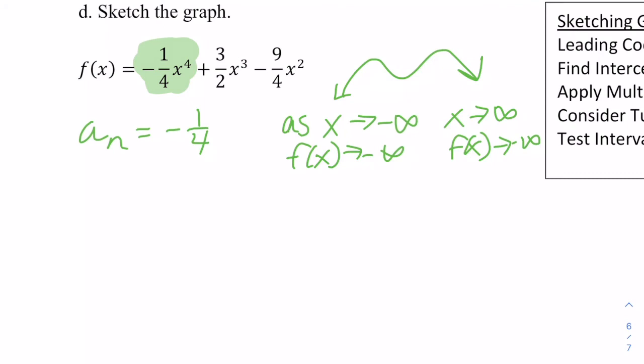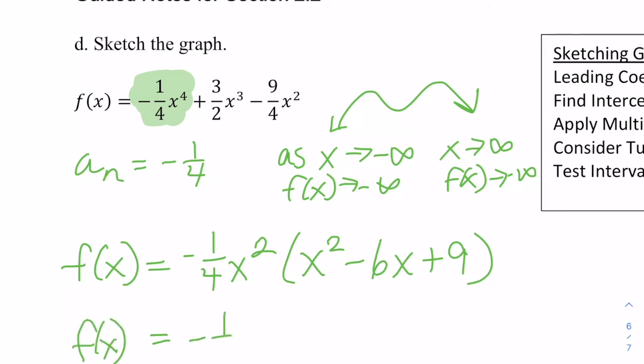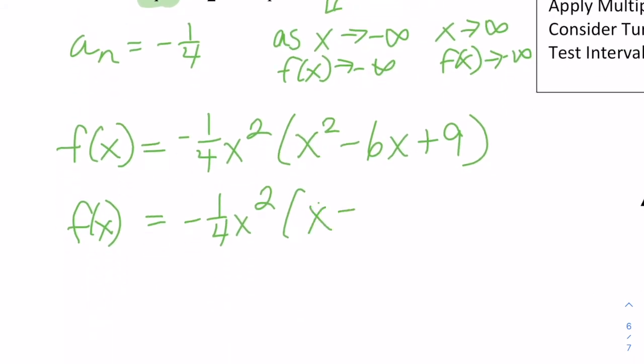Okay, so if I want to find the zeros, it's probably a little bit easier just to factor it. And since I have a lot of fractions in here, if I factor out negative 1/4 x squared and get rid of some of these fractions, I'll get x squared minus 6x plus 9. And that can factor, because it's a perfect square trinomial, into x minus 3 quantity squared. Now we have two zeros here. We have a 0 at 0, and we have a 0 at 3.